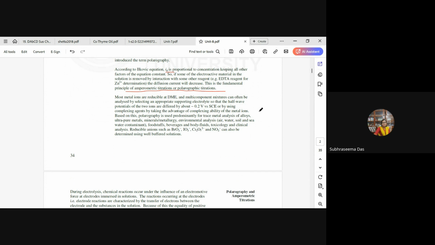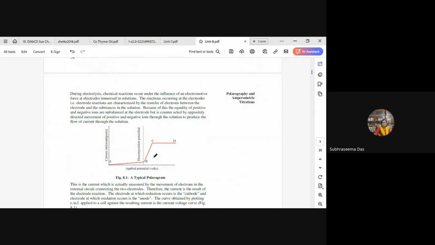Now, based on this, polarography is predominantly used for trace metal analysis, and also for ultra pure metals, minerals, metallurgy, foodstuffs, beverages, and clinical analysis. The reducible anions such as bromate, iodate, chromate, dichromate, and nitrite can also be determined using well buffered solutions.